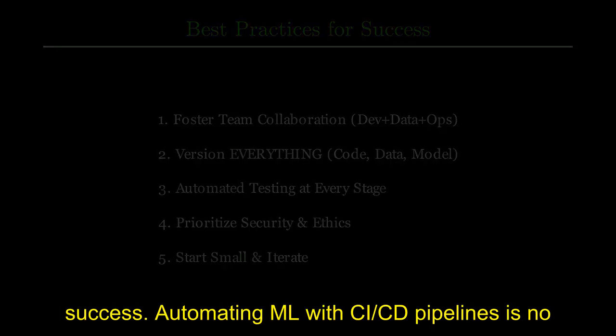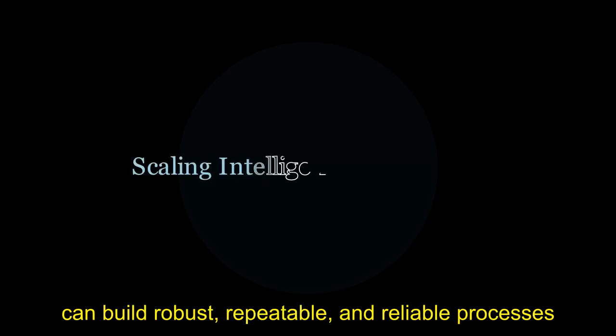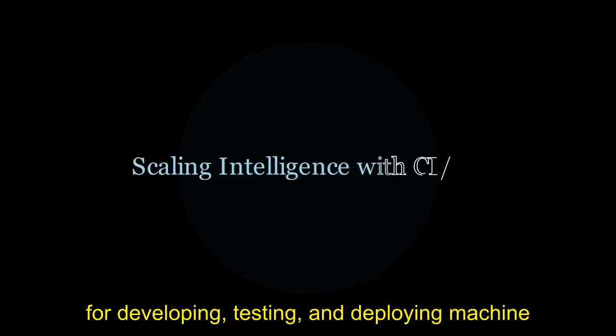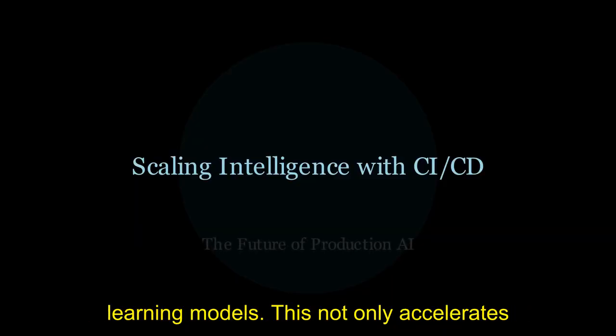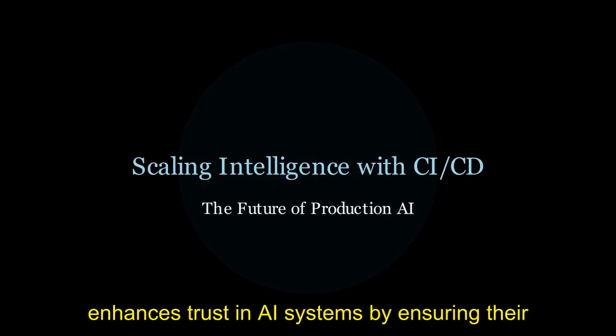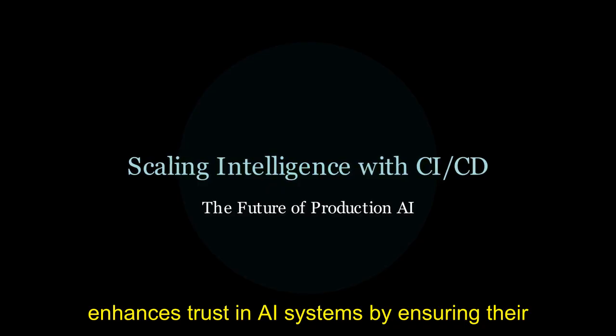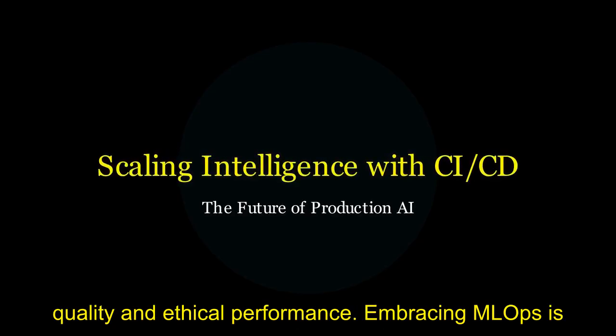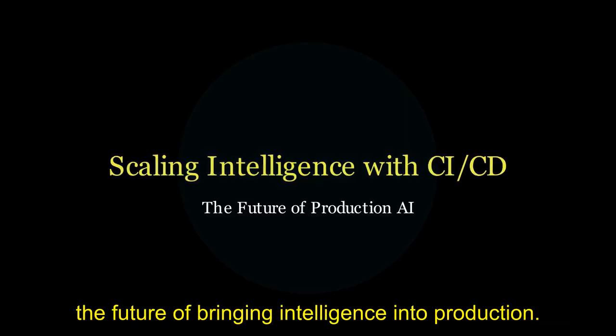Automating ML with CI/CD pipelines is no longer a luxury but a necessity for organizations leveraging AI at scale. By adapting continuous integration and continuous delivery principles, we can build robust, repeatable, and reliable processes for developing, testing, and deploying machine learning models. This not only accelerates innovation and reduces operational burden but also enhances trust in AI systems by ensuring their quality and ethical performance. Embracing MLOps is the future of bringing intelligence into production.